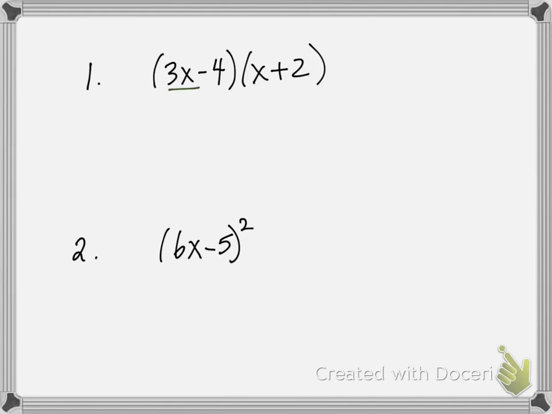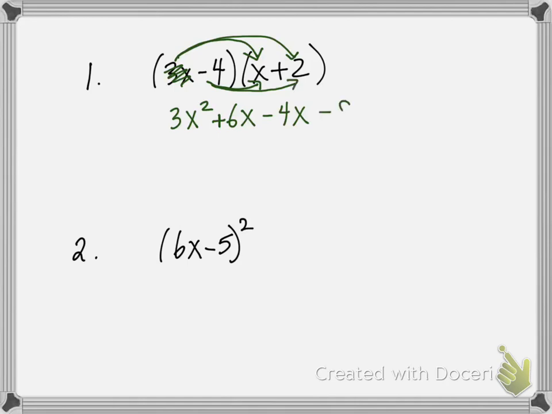You start with the leftmost term, which is 3x, and you distribute that to both terms in the second parenthesis. So 3x times x is 3x squared, and then 3x times 2 would be 6x. After you distribute the 3, I'm just going to cross it out because last we need to distribute the -4 to both terms in the second parenthesis. So -4 times x is -4x. -4 times 2 is -8.